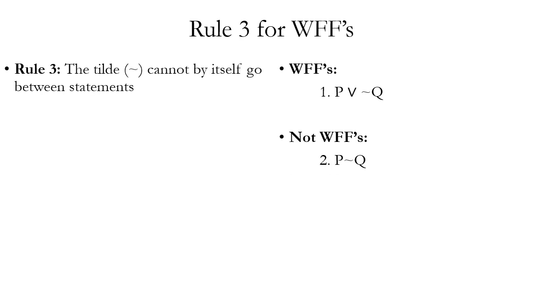Rule 3 for well-formed formulas is that the tilde cannot by itself go between statements. In statement 1, P wedge tilde Q, the tilde goes before the Q alone, so it's fine. In example 2, P tilde Q, it's not a well-formed formula because it goes between the P and the Q. So to make it well-formed, we have to introduce another logical operator between the P and the Q, such as a wedge, P wedge tilde Q. Or we could write P horseshoe tilde Q, and it becomes a well-formed formula.